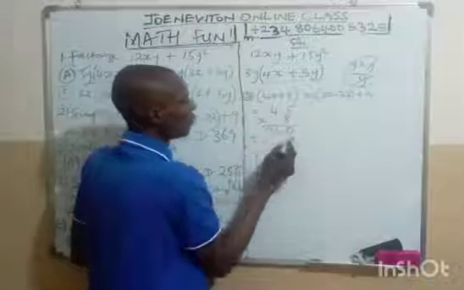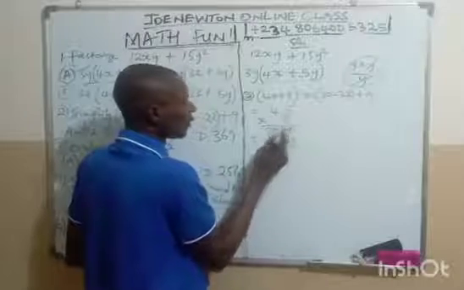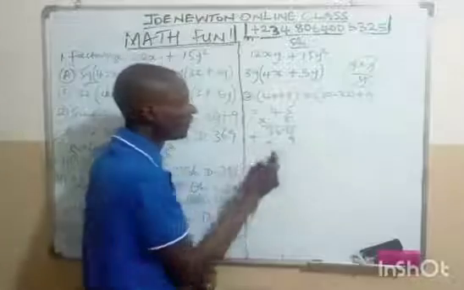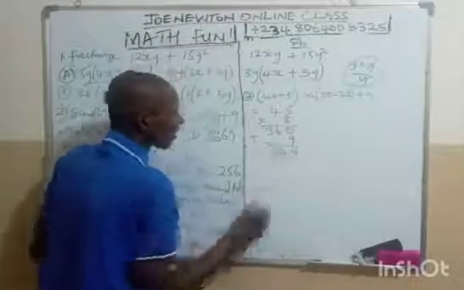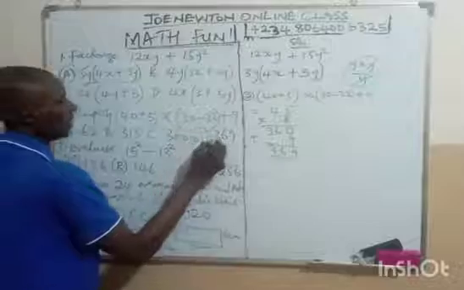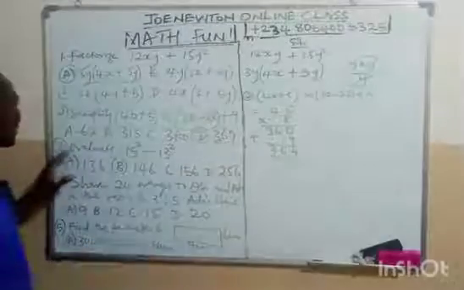Remember to put the 9 at the unit, not at the tens here. Understand? 0 plus 9 gives 9. Bring down 6. Bring down 3. That is 369. That is option D, the correct answer. Very simple. Then let's look at number 3.